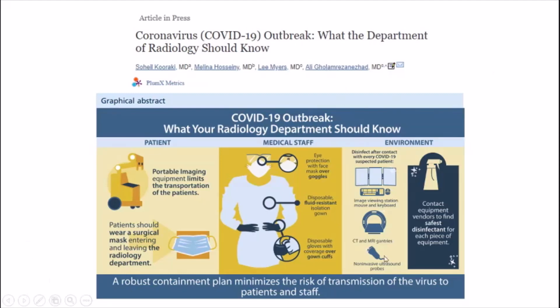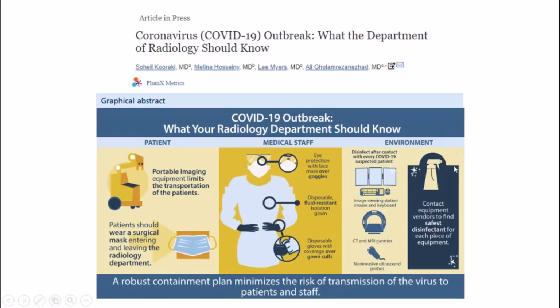This diagram, plus the previous two slides, contains information I tried to summarize from this article. In this diagram, they say that you should image the patient using portable imaging equipment, and the patient should wear a surgical mask whenever entering or leaving the radiology department. The medical staff should have a disposable fluid-resistant isolation gown, eye protection with a face mask, and the N95 according to the CDC, and the goggles. Plus, you should have disposable gloves with coverage over the gown cuffs.